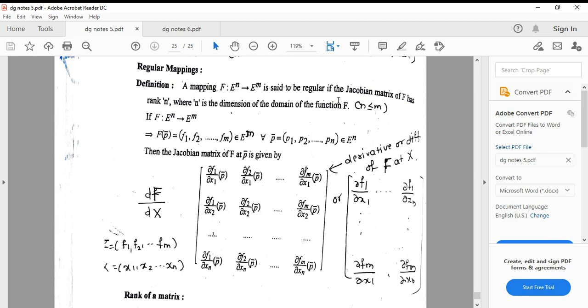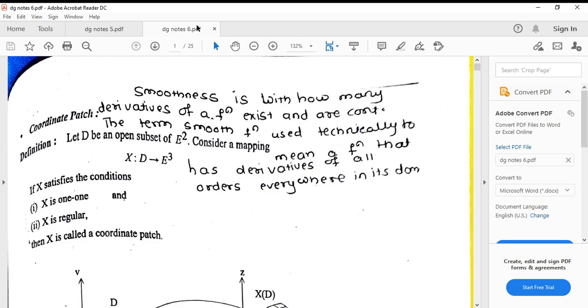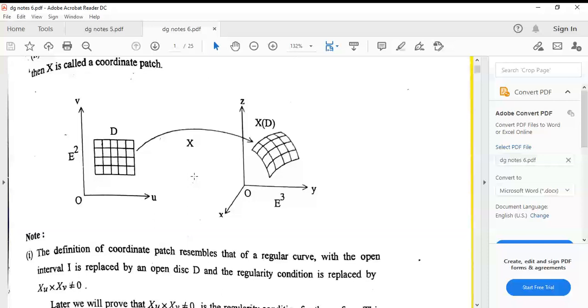The rank of a Jacobian matrix should be equal to the dimension of a domain. So here also the rank of the Jacobian matrix should be equal to the dimension of the domain. Now let us see how it looks. First we have D, a subset of E2 space, and after applying some function x, we will get one object in 3D space.